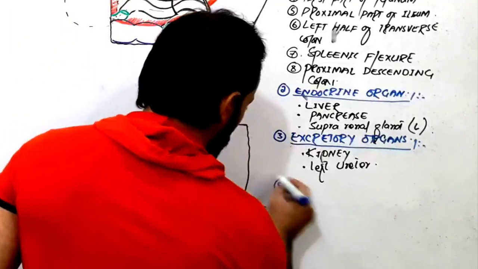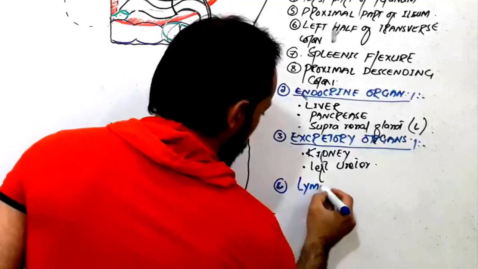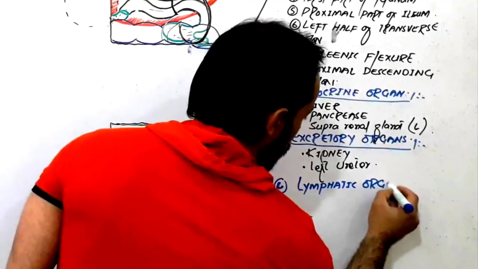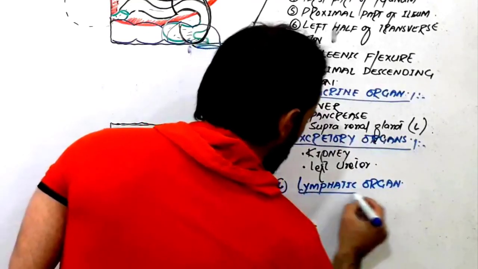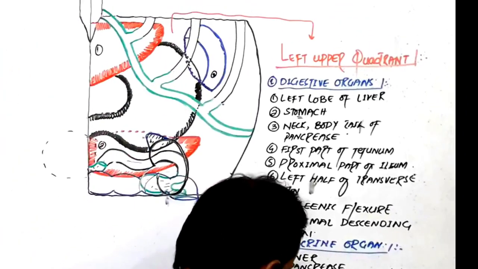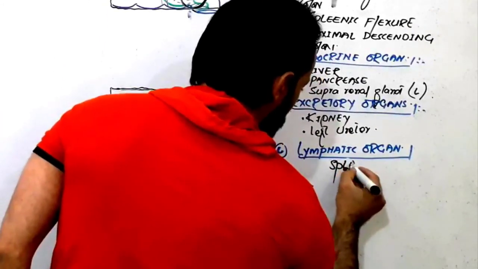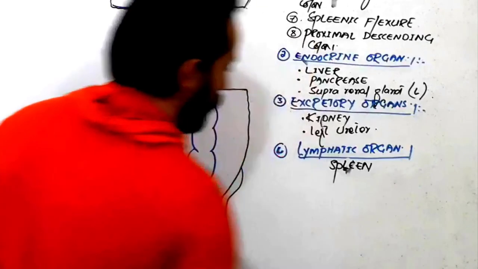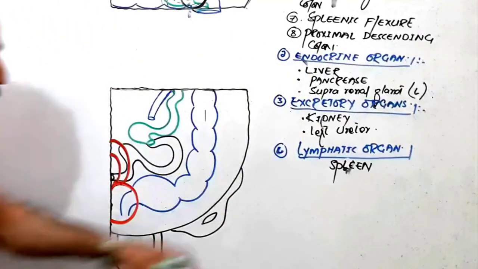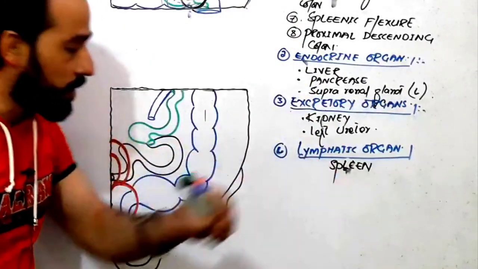The fourth group of organs, are there any lymphatic organs? Yes, my dear friends, we have a lymphatic organ, and that is our friend the spleen, present in the left upper quadrant of our abdominal cavity. So the spleen plays its role in the lymphatic drainage of our abdomen, right? So the lymphatic organ found in the left upper quadrant of our abdominal cavity is our spleen.